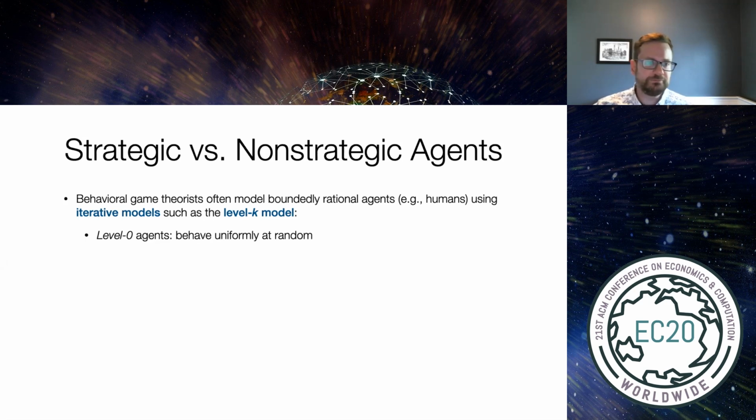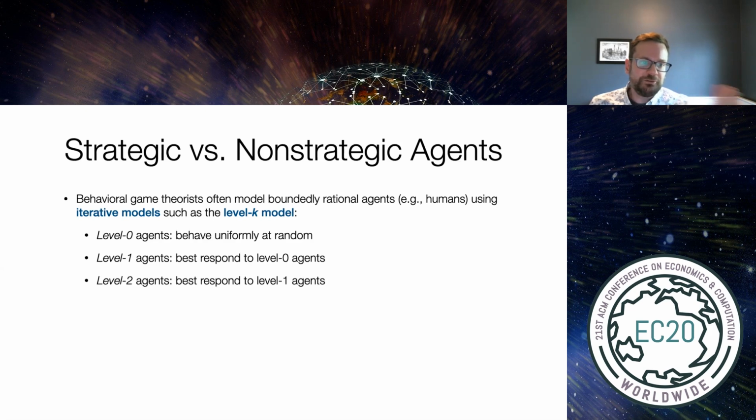They're completely crazy. The level 1 agents think everybody else in the world is level 0, and they best respond to those guys. The level 2 agents think that everybody else in the world is level 1, and so they best respond to those guys. So they think about, what would a level 0 agent do? Then they think, well, what would a level 1 agent do in response to that?